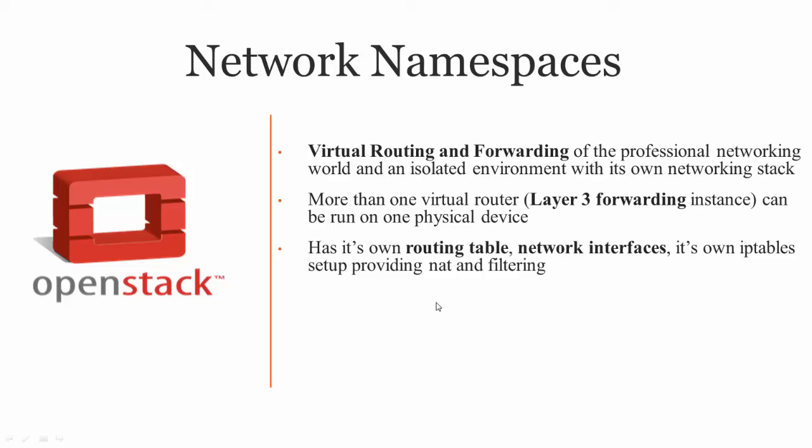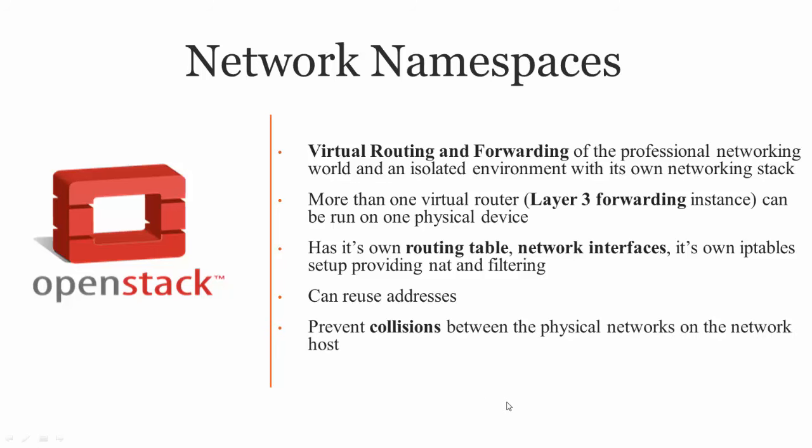So if we are successful in creating this virtual router for the network namespaces, then these virtual routers will have their own virtual routing table, network interfaces, and IP table setup as well for NAT and filtering service. If we use network namespaces also, we can reuse the addresses. We can use network namespaces to prevent the collision between physical networks on the network host.